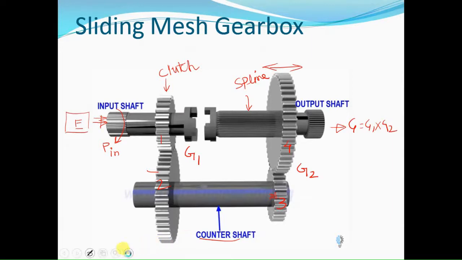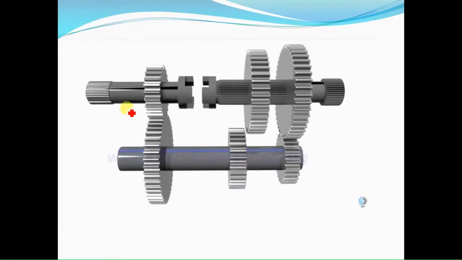So here the basic sliding mesh gearbox is shown, in which three forward gears can be achieved. This is the main shaft, or the power shaft, this one is the lay shaft, and this one is the output shaft.